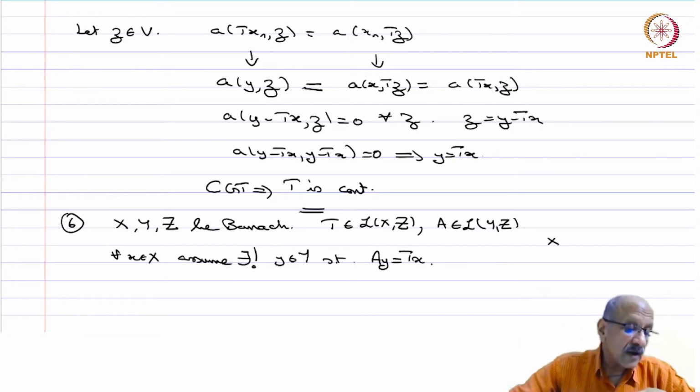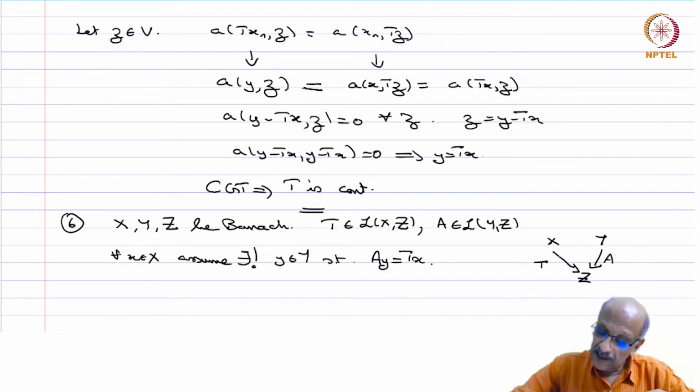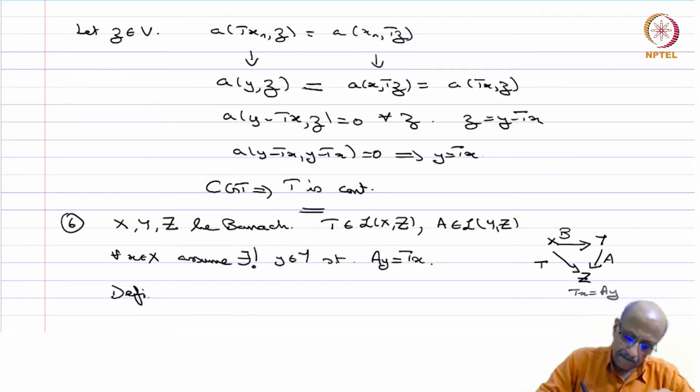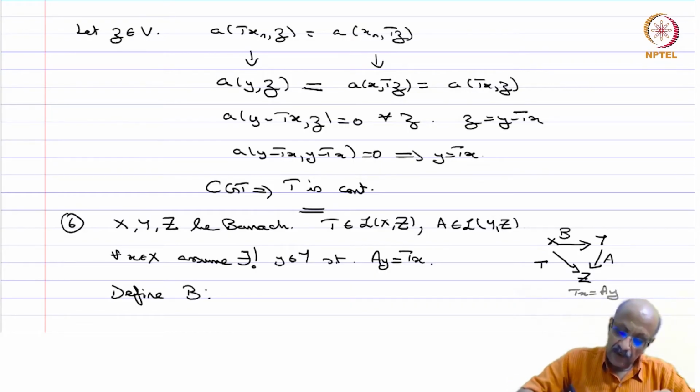So you have X here, you have Y here. So here I have a map from each of them into Z. So X to Z is T, and Y to Z is A. So given any x, I bring Tx here, and then that should be equal to Ay. And then I define B. So define B from X to Y given by Bx equal to y.